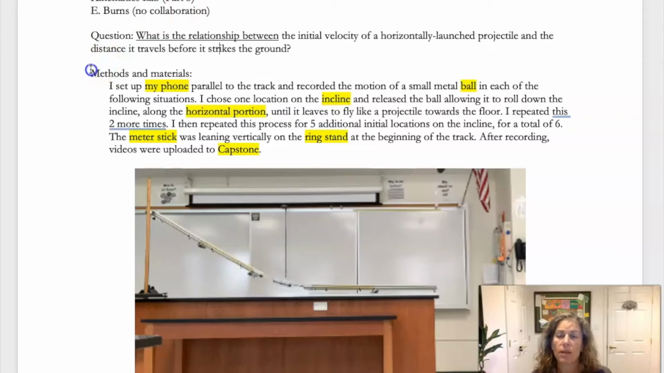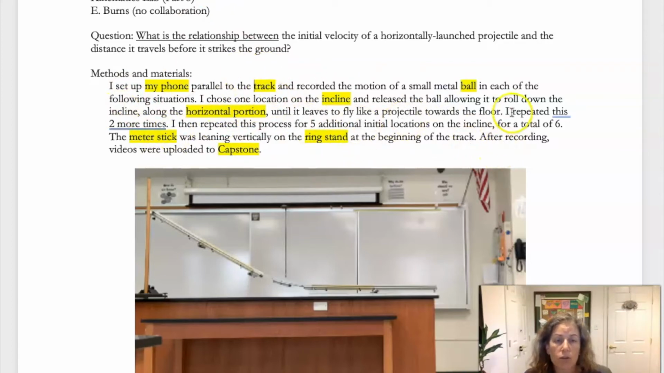Then I wrote my methods and materials. I want you to read this through. I highlighted the materials. You do not have to do that. I did it because I want you to notice that there are no lists. All my equipment, I forgot one, is embedded in here.